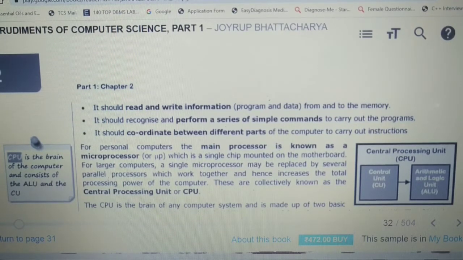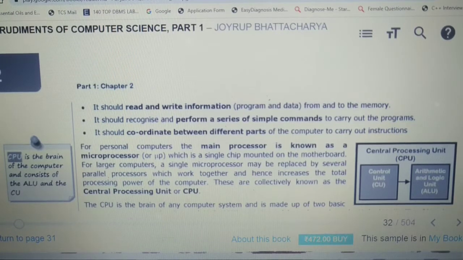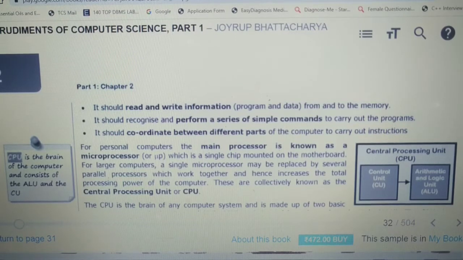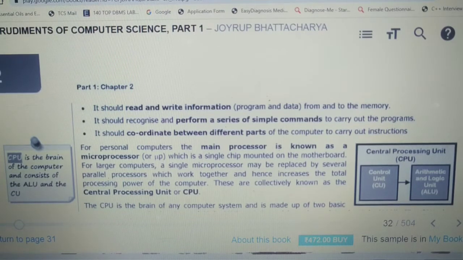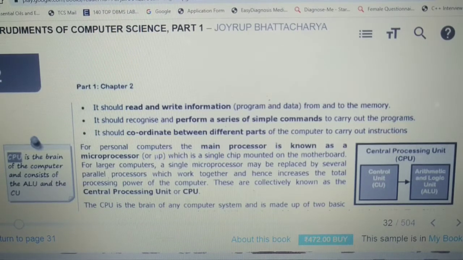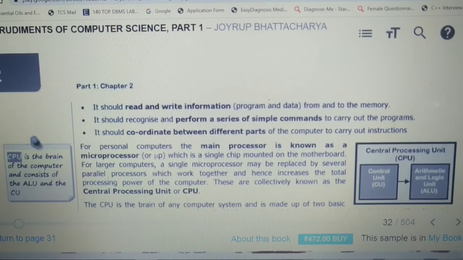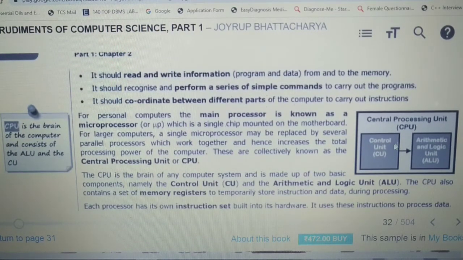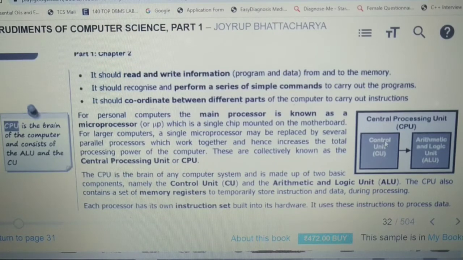It should read and write information from the program and to the memory. It should recognize and perform a series of simple commands to carry out the program. And third, it should coordinate between different parts of the computer to carry out the instruction. Here, if you are able to see this diagram, you can understand that the central processing system consists of two parts. One is the control unit, another one is the arithmetic logic unit.